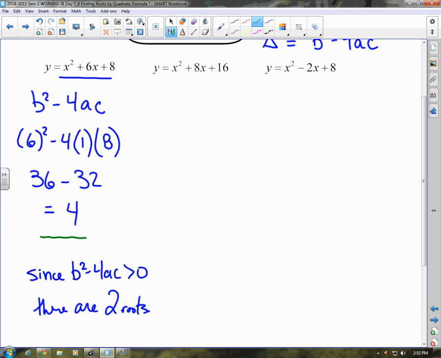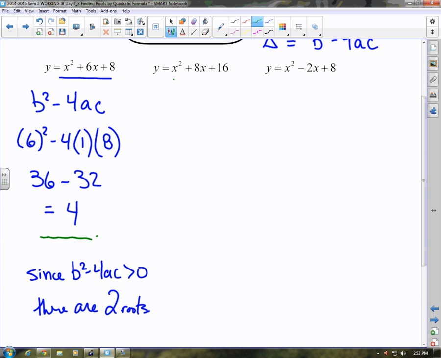Okay, so that was the first one, which we knew factored. So, how can you tell and explain your reasoning? It factors, and here are the factors. That's how I know there are two. Here's the discriminant, b squared minus 4ac. B squared minus 4ac gives me a value of 4, and because the discriminant is positive, there will be 2 roots, and they're going to be different.